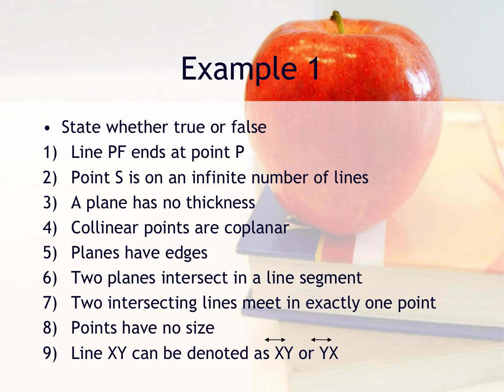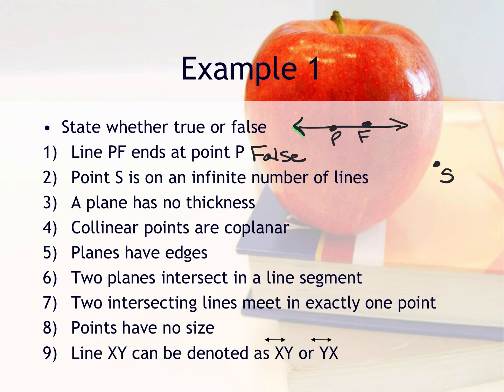So number 1, tell if it's true or false. Line PF ends at point P. Correct. What do we know about a line? Beautiful. So if I were to draw myself a visual, remember it's got arrows, so this is false. Nice. Lines don't end.